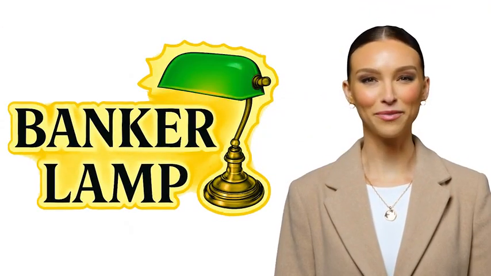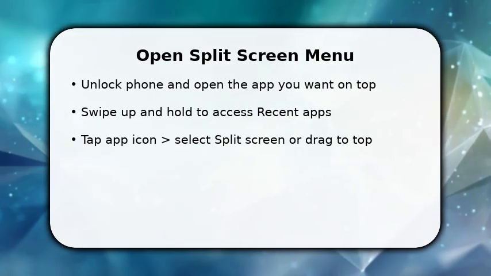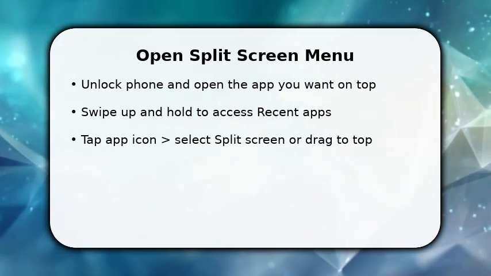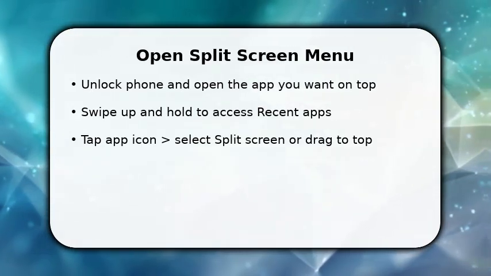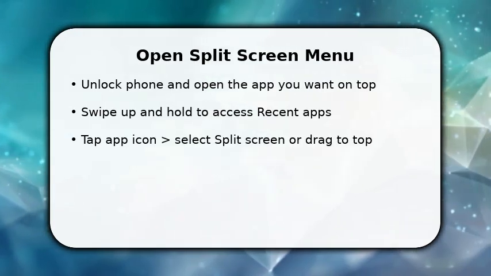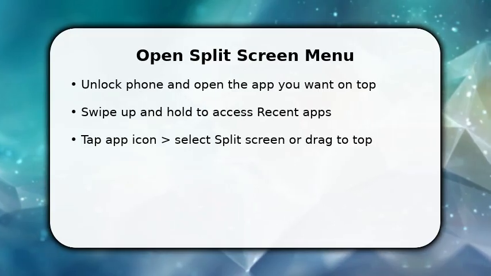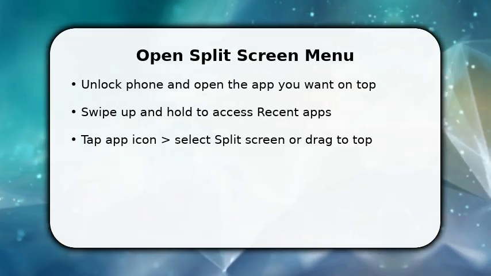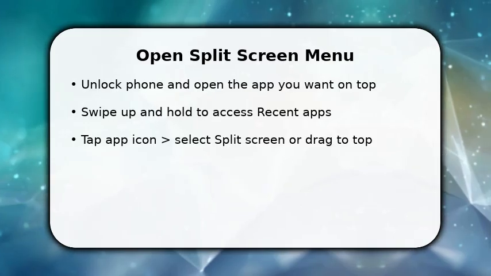Please enjoy the video. You start by opening the app you want in split screen and then access Recent Apps. This places the app in a state the system can split. Once there, tap the app icon in the Recent view and choose Split Screen, or press and drag the app window to the top area.